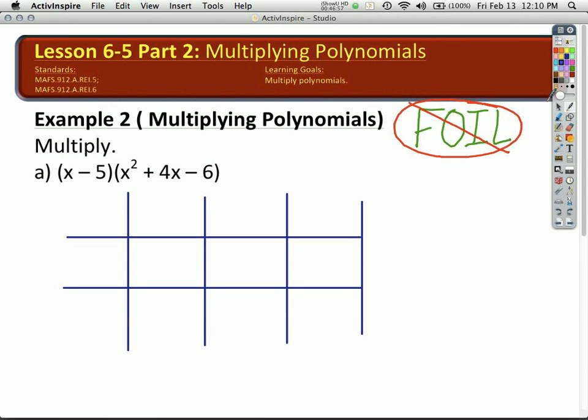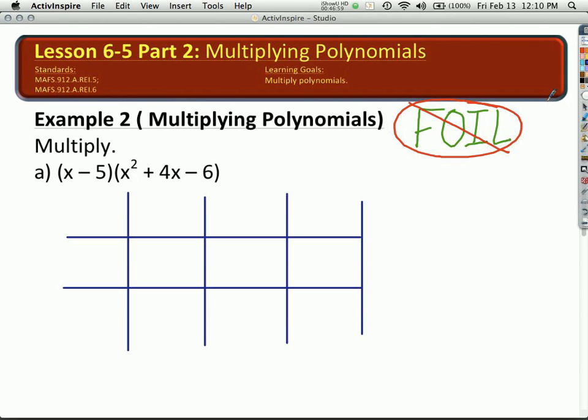The binomial, and this works for everything. This works for binomial times binomial times trinomial. It works for everything. Take the binomial and put each term in a box right here. So the x is going to go right here. Negative 5 is going to go right here. Take the trinomial. Each term goes in a box across the top. This box is going to stay empty. So we're going to put the x squared here, the 4x here, and the negative 6 here.